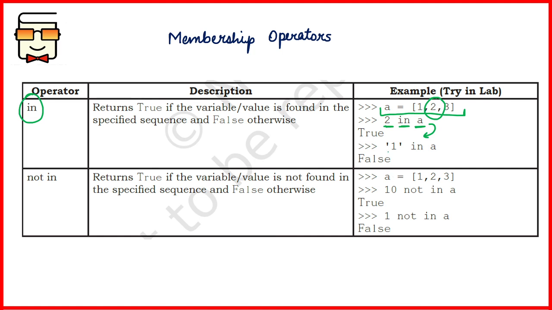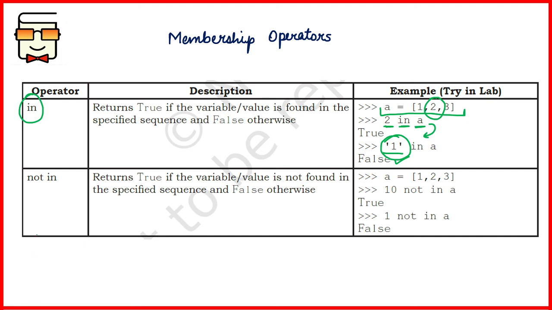Now when we ask whether the string 1 is present in A, the answer would be false. You have to be very careful about the questions you are asking and the answer that results. Here it is not an integer 1, it is a string which contains the number 1. Since the list A contains numeric 1 and not a string having the number 1, this will evaluate to false. So string 1 is not a member of list A.